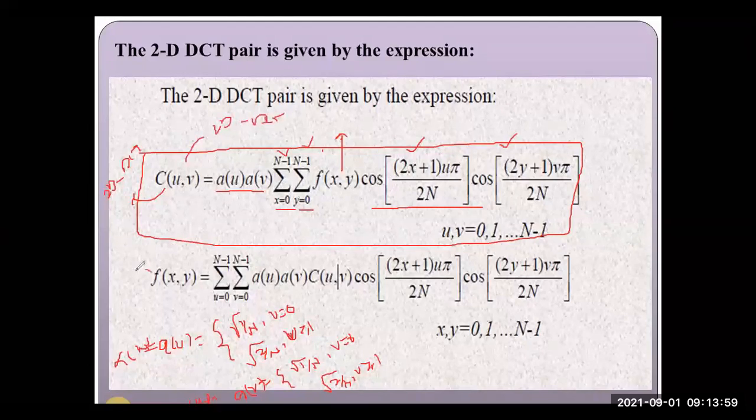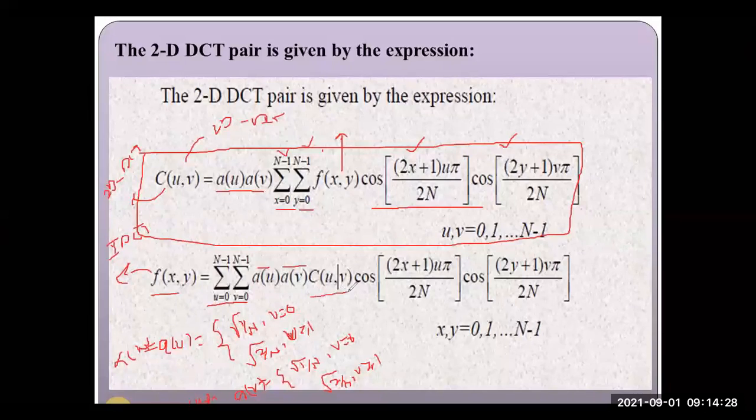Similarly, I can apply the inverse. Basically we apply the inverse to get the original image. If we apply the inverse formula, what do we get? We will get the original image, which is f of x,y. This is the same. Now u and v range from 0 to n minus 1. The two coefficients a(u) and a(v) are the same: 1 by root n for u equal to 0, and root of 2 by n for u greater than or equal to 1.